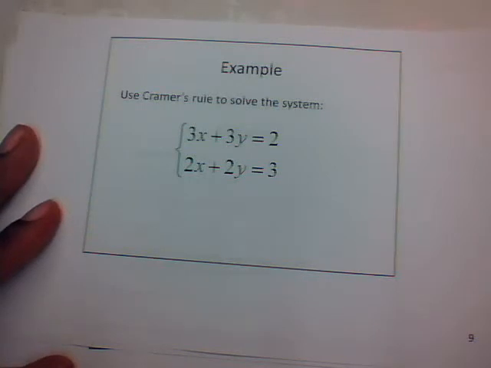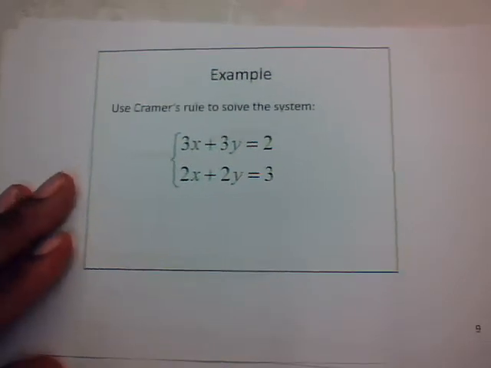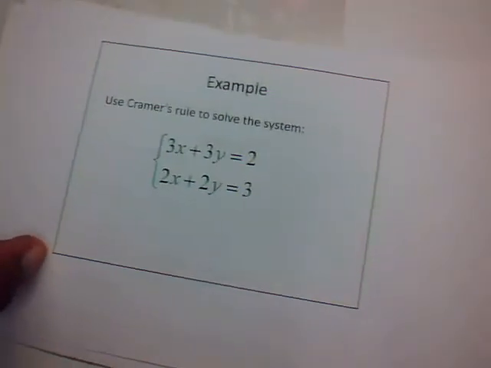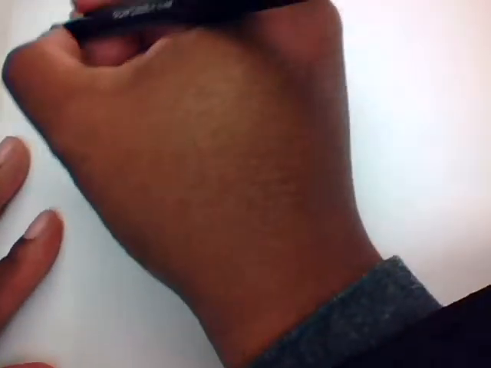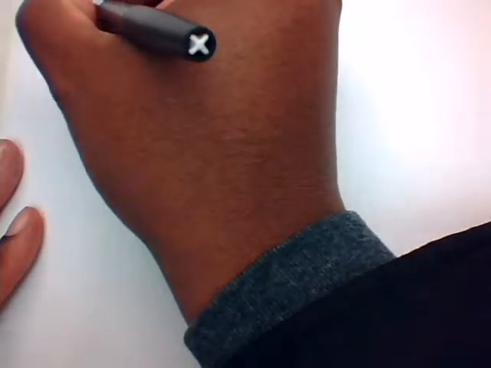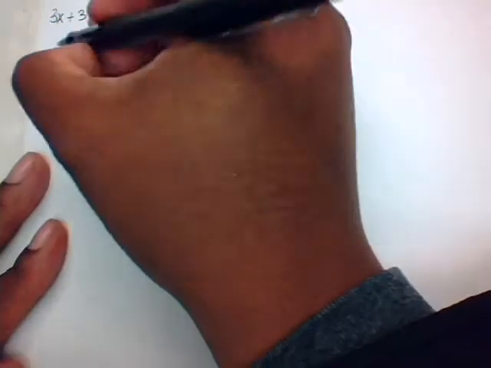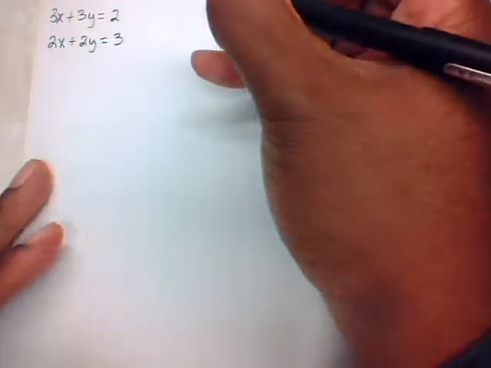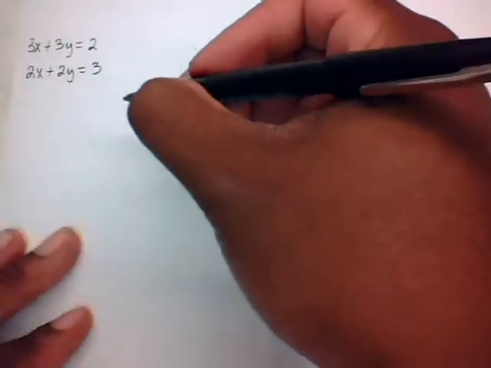Let's say we want to use Cramer's Rule to solve this system. In this case, we have 3x plus 3y is equal to 2, and 2x plus 2y is equal to 3. And we want to solve this system of equations using Cramer's Rule. So let's write this down. 3x plus 3y is equal to 2. 2x plus 2y is equal to 3. Here we want to solve this using Cramer's Rule.